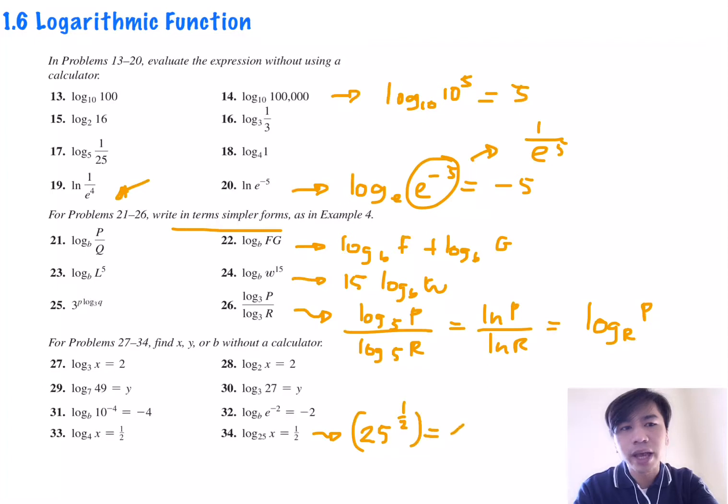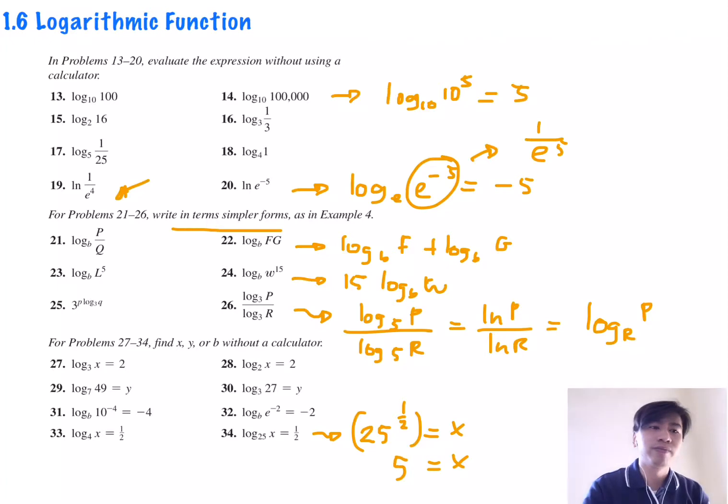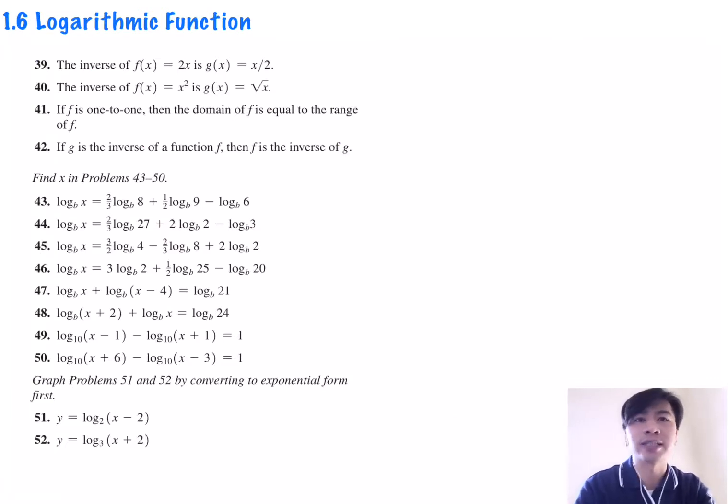Yeah. And let's have number 34. In 34, you have log to the base 25 of x equal with half. So what we need to do without using a calculator is to change it to the exponential form. So in this case, it will be 25 to the power of half equal with x. So we'll get x equal with 5. Yeah, x equal with 5. That's quite simple. Okay, and the other one, I'll leave that to you.